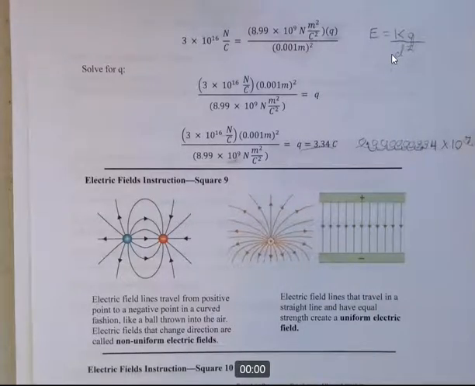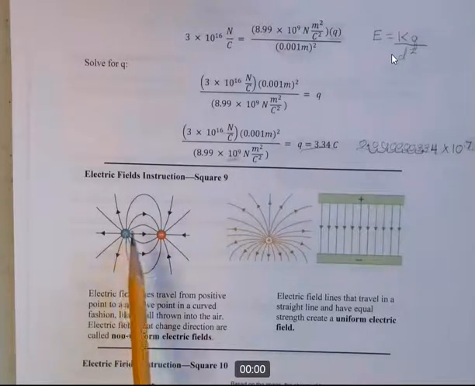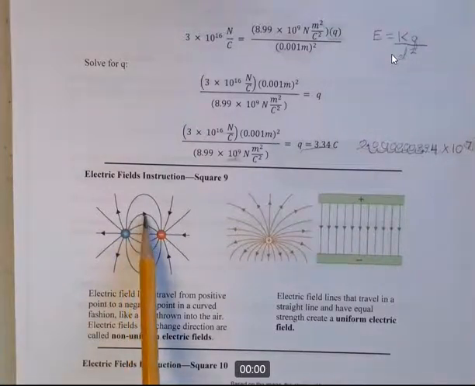So again, the messiest part of that is just the math, and you just got to get used to dealing with the math. Okay, square 9. Electric field lines travel from positive point to a negative point. Okay, we've been over that point quite a few times, in a curved fashion. So it's like throwing a ball. Again, it's forces, so it deals much like gravitational force. If you throw an electric field up this way, it's going to curve around like a ball thrown in the air and come back down right there.